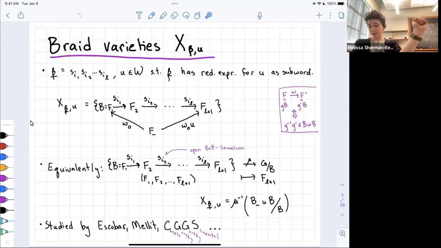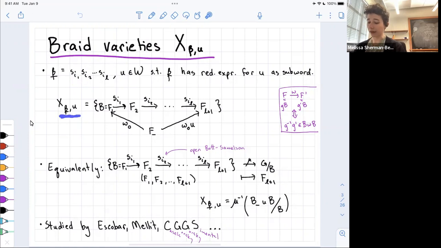So with that bit of notation, we can define braid varieties. My braid variety is indexed by a pair. The first element of my pair, I'm going to denote by beta underline, and this is just going to be a word in the simple transpositions of W. It doesn't need to be a reduced word. It's any word at all. And then the second element of my pair is an element of my Weyl group, so some U in W. And I just need to be able to find this element U inside of beta underline somewhere. So beta underline should contain a reduced expression for this U. Okay, and with that, we can define the braid variety X beta underline U.